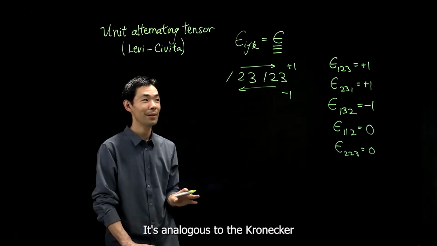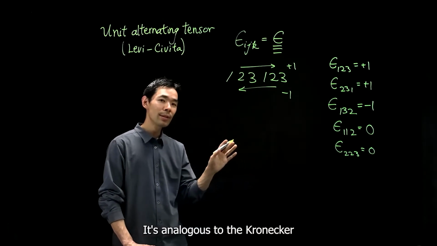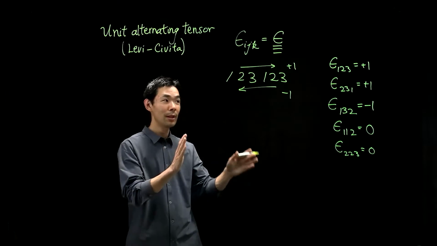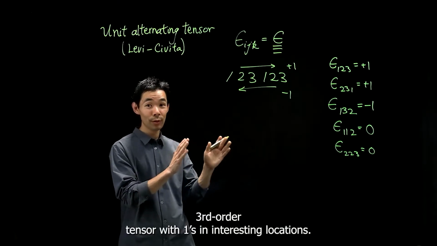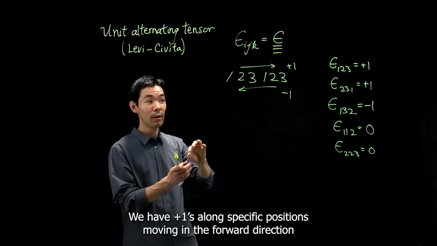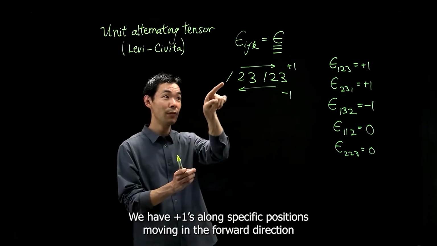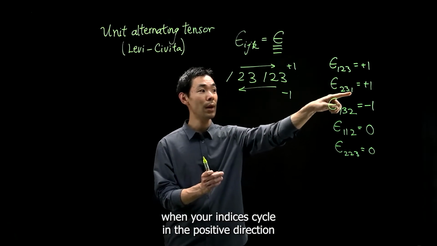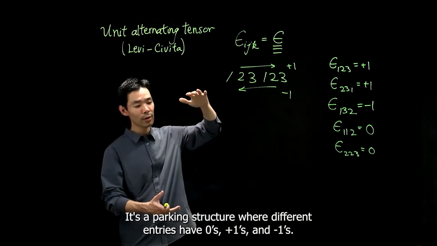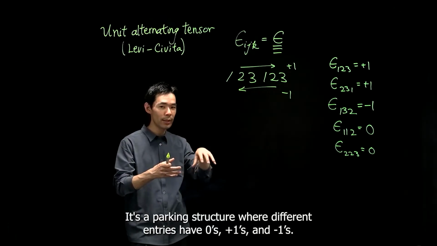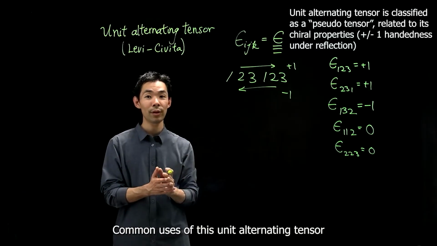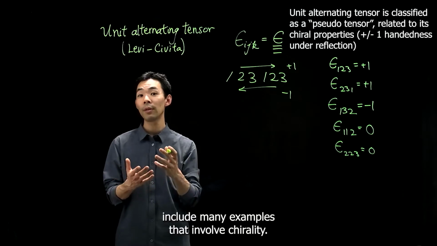And so on. Okay? So it's analogous to the Kronecker delta function, which was a second-order tensor with ones along the diagonal. The unit alternating tensor is an isotropic third-order tensor with ones in interesting locations. This is like the parking lot, where you have ones along specific positions moving in the forward direction when your indices cycle in the positive direction. And it has a value of -1 when it cycles in the opposite direction. It's like a parking structure where different entries have zeros, ones, or -1s. Okay? So common uses of this unit alternating tensor include many examples that involve chirality.